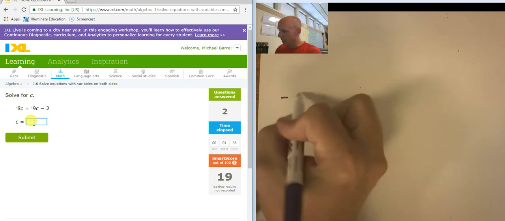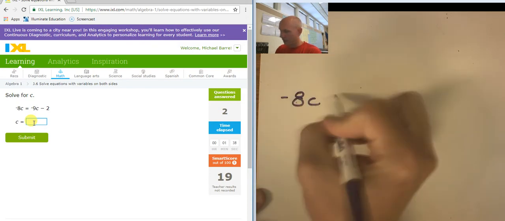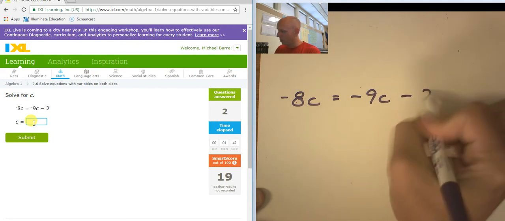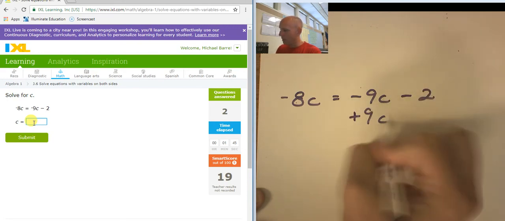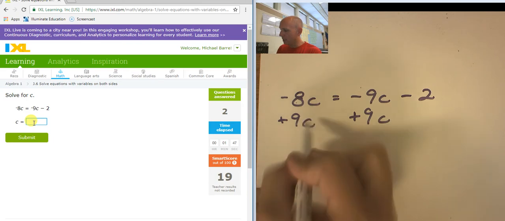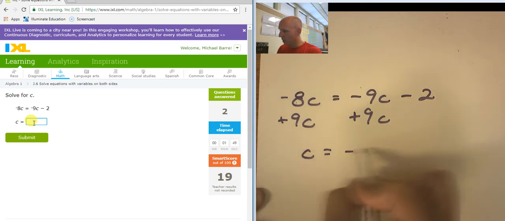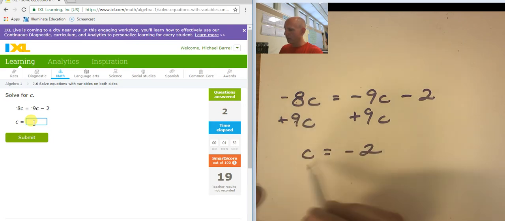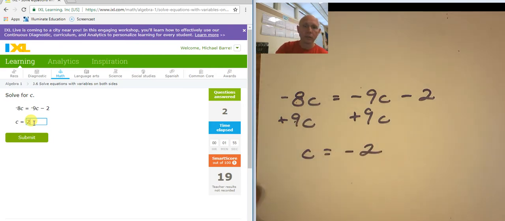Negative 8c equals negative 9c minus 2. Adding 9c to both sides, plus 9c. That gives me c equals negative 2, right? 9 minus 8 is just a positive 1. So c equals 2.